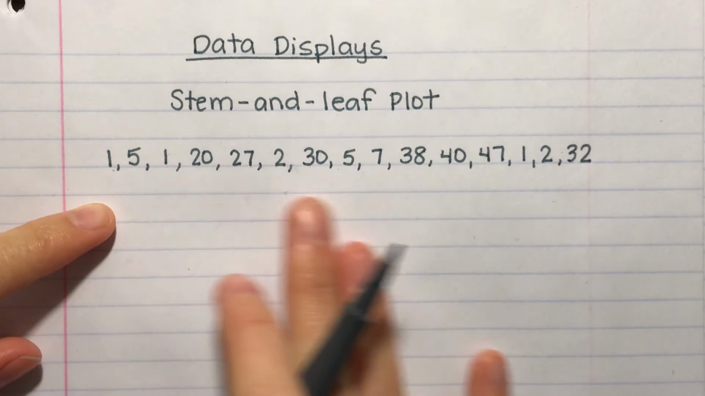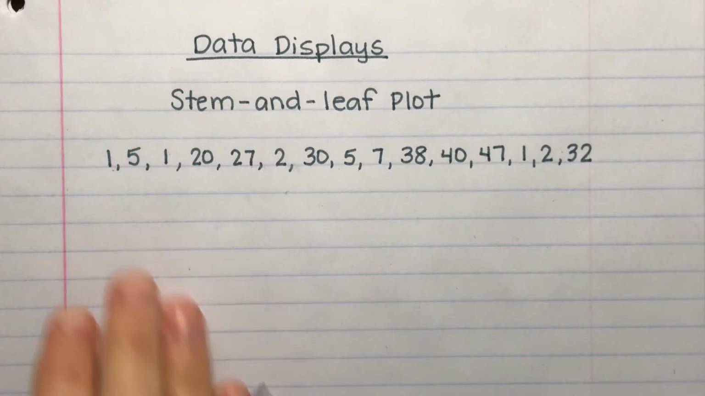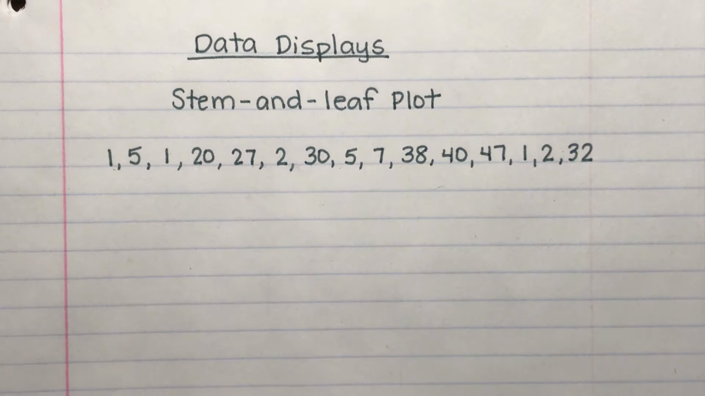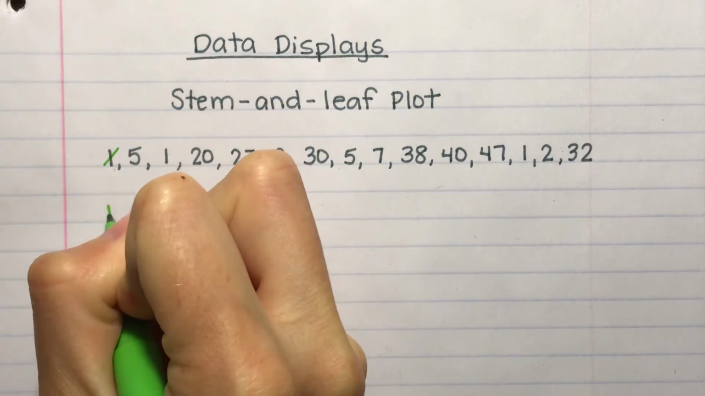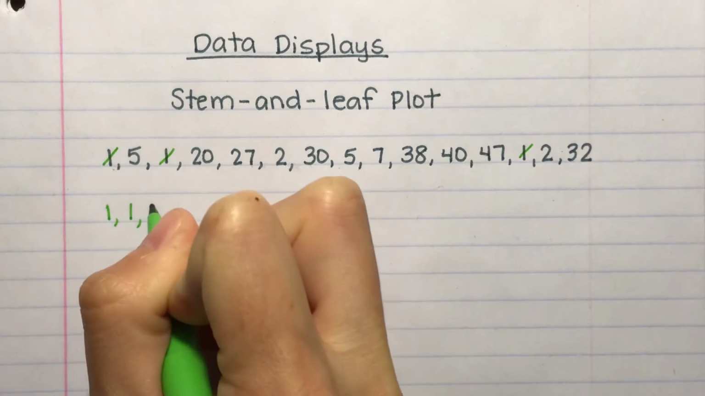So I've got a whole bunch of numbers here, just like if you collected it for your project. And always the very first thing that I need to do is put my numbers in order from least to greatest. So I'm going to go through my list. I'm going to reorder them, just like you did for your project. So in your practice today, you're going to have some problems just like this.